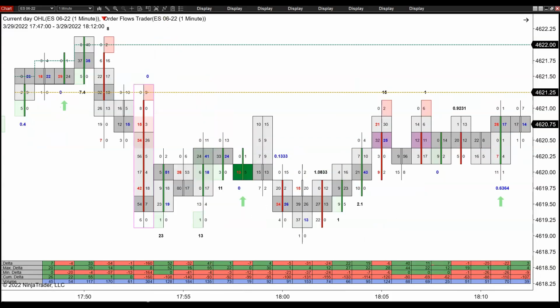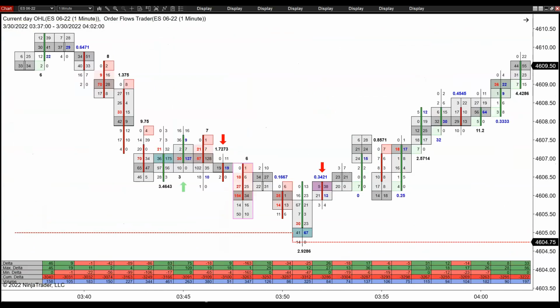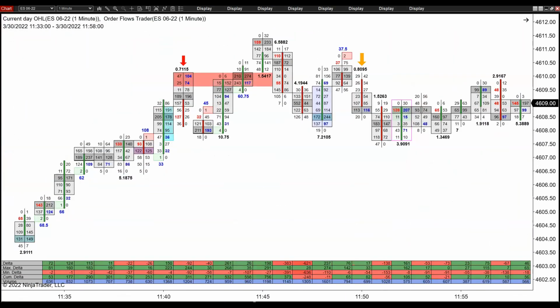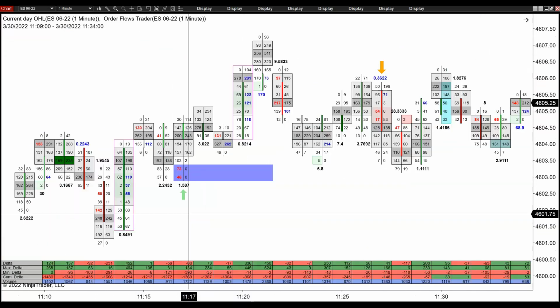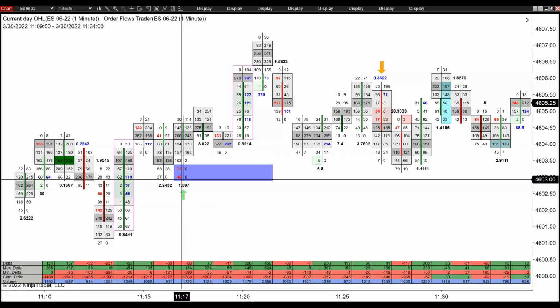So where am I here? Okay, let me find it. Some days you get none, other days you get a lot. So this is what I'm talking about here. This is an inverse imbalance. So you've got 2 against 73, 0 against 46.